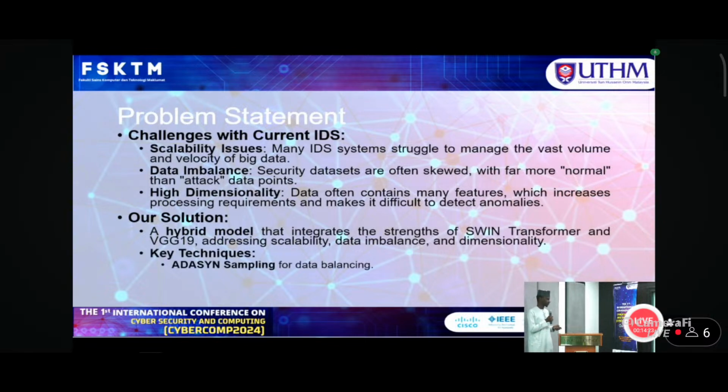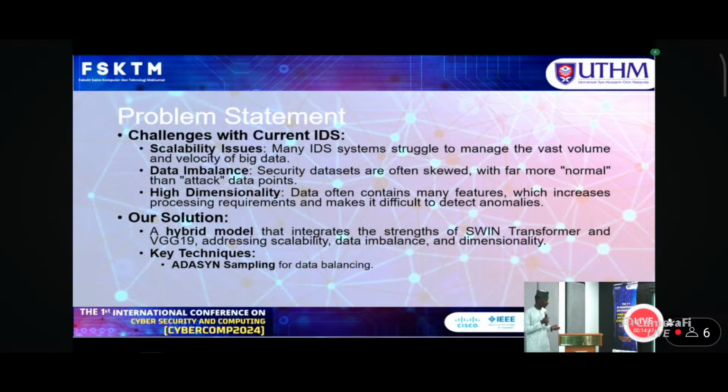Then the key techniques. We have adaptive synthetic sampling for data balancing. What it will do, for example in the fraud case, is take the 1% we have and create many other similar samples out of it, so that there will be balance in the data, instead of having 99% of one thing and 1% of the other.